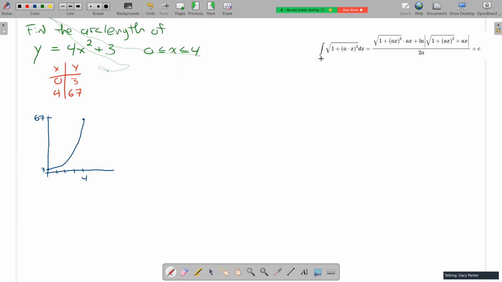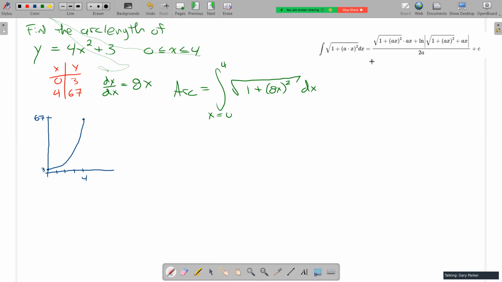And it turns out we're going to need a special formula for that in a moment, but let's just set it up. I need to know what dy/dx is. 2 times 4 is 8x is the derivative. And so I'm going to have, for my arc length here, the integral as x goes from 0 to 4 of the square root of 1 plus parentheses squared, inside goes the 8x. All right, so this doesn't look too bad as far as functions go.